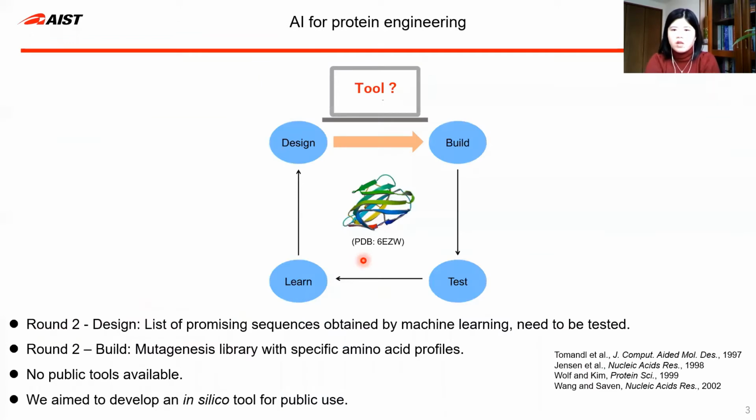Like other speakers in our session, my team is also working on multiple approaches to apply AI to protein engineering. This is a typical cycle: design, build, test, and learn to improve protein function. When we finish the first cycle of DBTL, we obtain a list of promising sequences which need to be tested. We would like to test our most promising samples as many as possible with low cost. This would lead to generating a mutagenesis library with a specific amino acid profile.